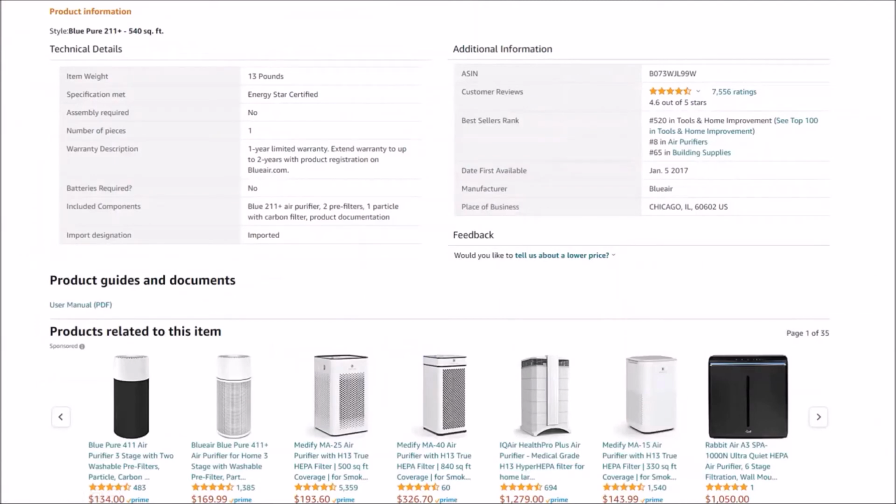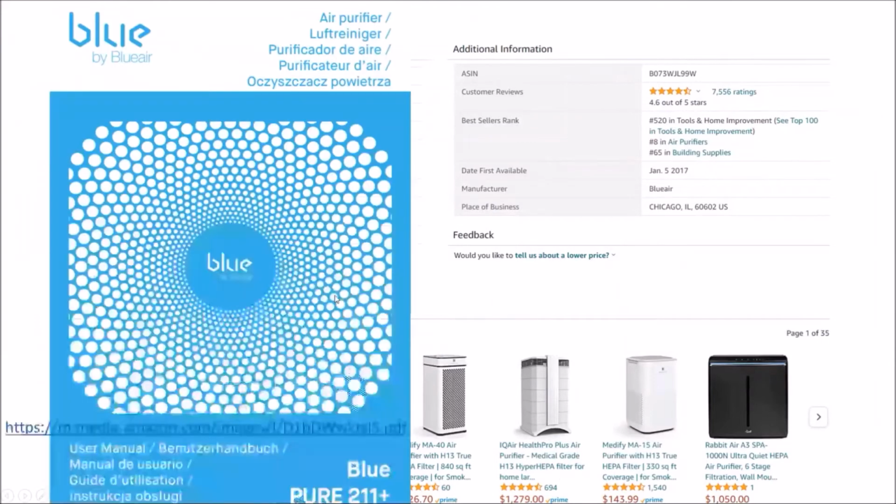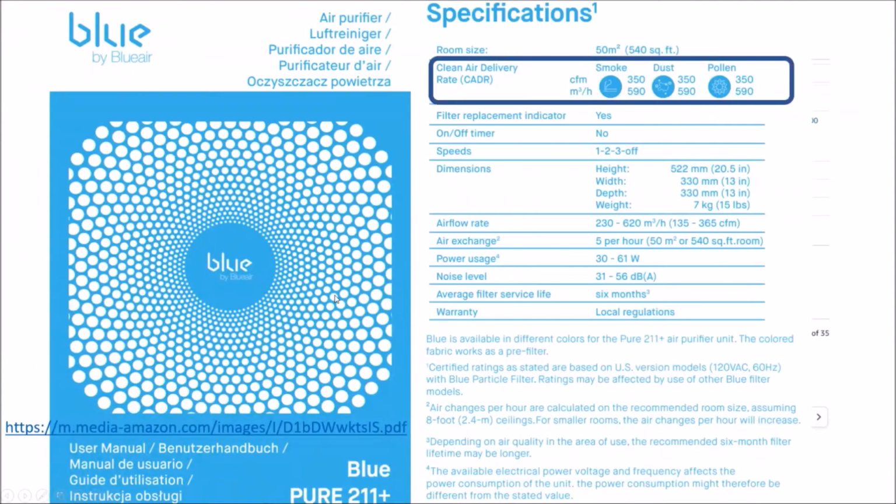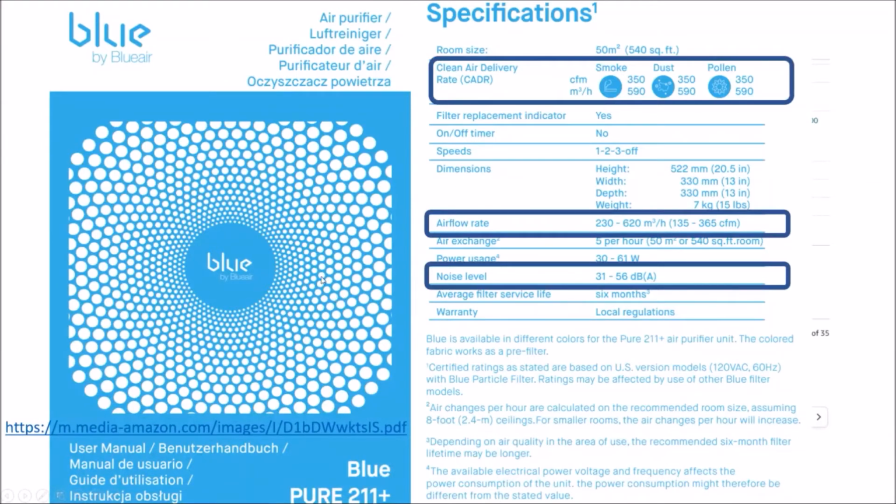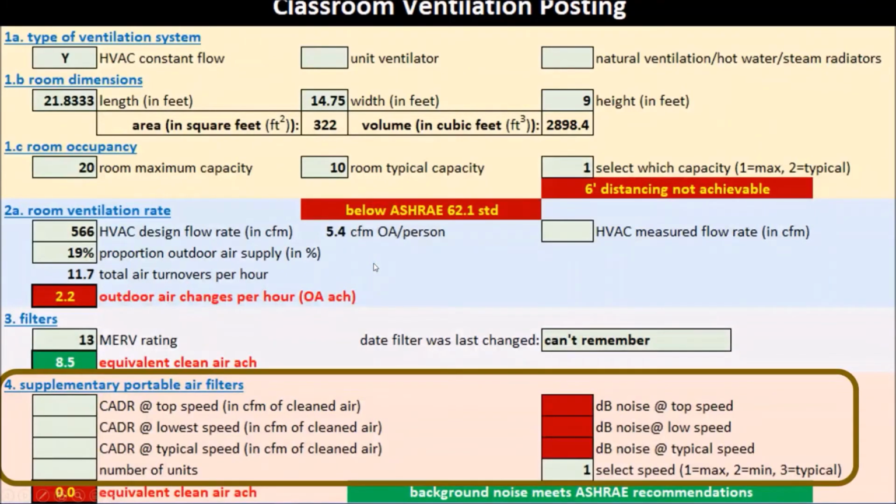Then if you go on Amazon, you can find the user's manual, and the user's manual is probably where you get the most information. And here it gives you the CADR numbers, it gives you the noise level, but it also gives you the airflow rate, which is handy. And so we can populate this part of the spreadsheet. We have 350 CADR at top speed, but it was 56 decibels. At 130 CADR at low speed, we have 31 decibels.